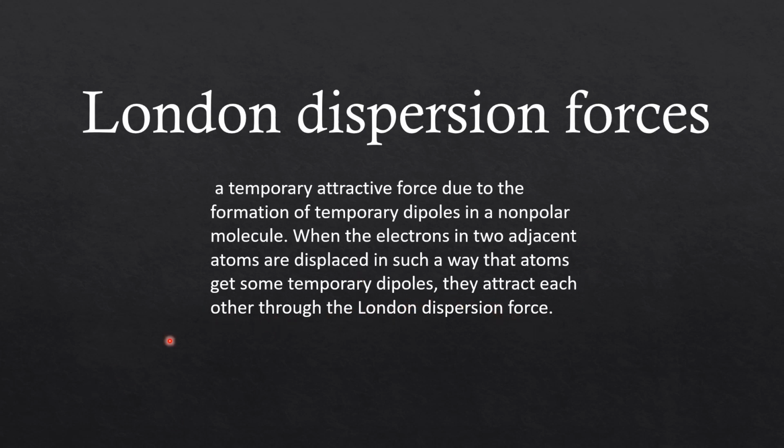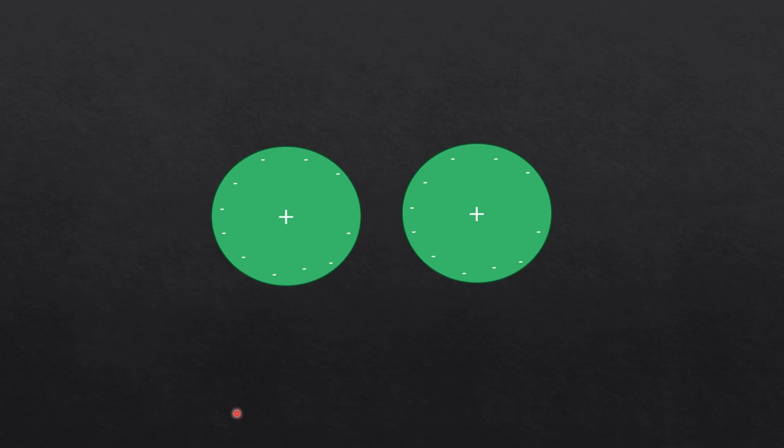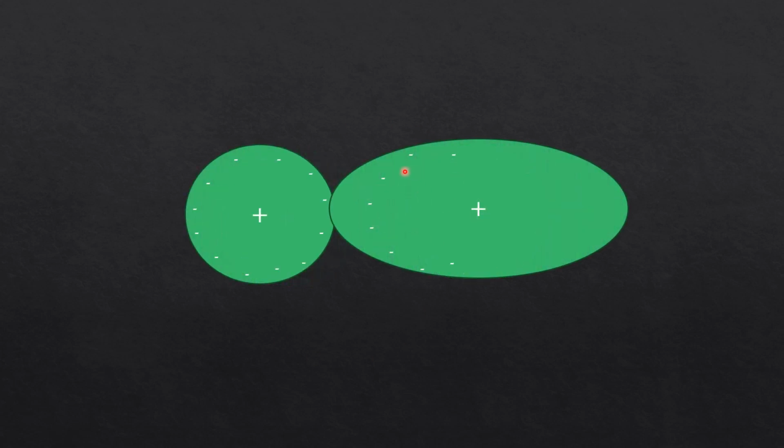We can also understand it from the fact that the word temporary attractive force is used. Basically, London dispersion force is a temporary force. Like for instance, just suppose that we have two non-polar atoms. When these non-polar atoms come closer to each other, there will be an instant change in one of the dipoles. It will be induced.